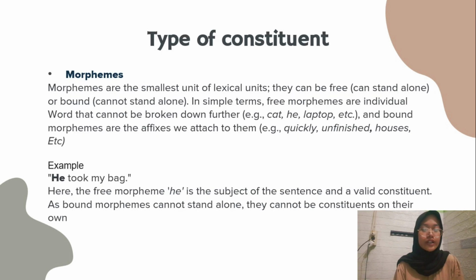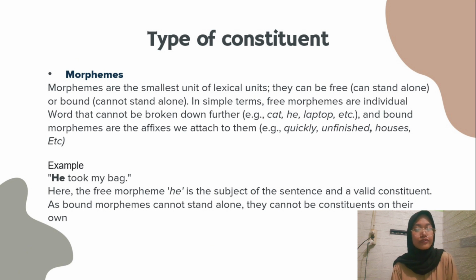Types of constituents. Number one is morpheme. Morphemes are the smallest units of lexical units. They can be free, meaning they can stand alone, or bound, meaning they cannot stand alone. In simple terms, free morphemes are individual words that cannot be broken down further, for example cat, he, laptop, etc. And bound morphemes are the affixes we attach to them, for example quickly, unfinished, houses, etc.